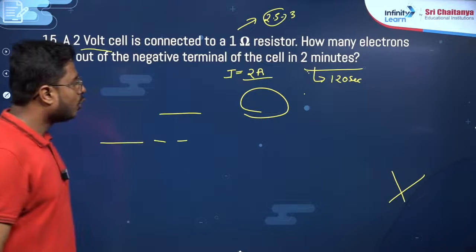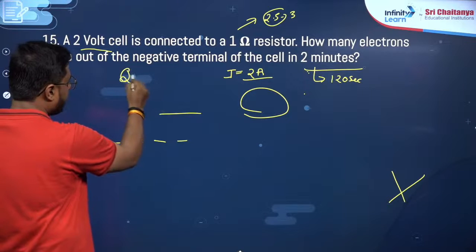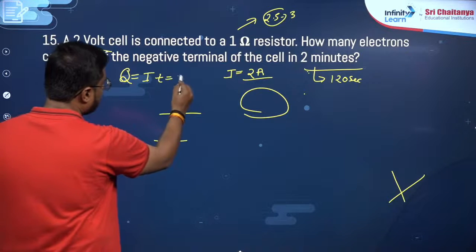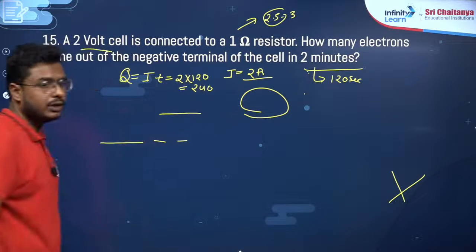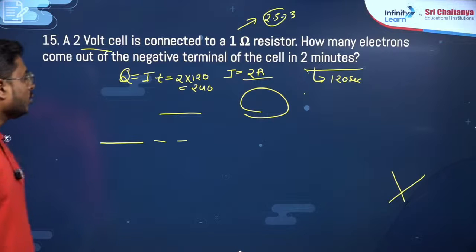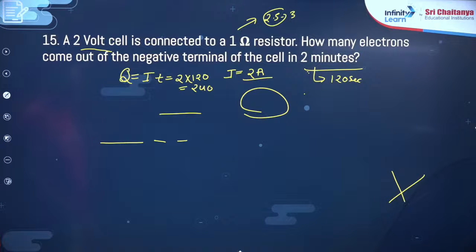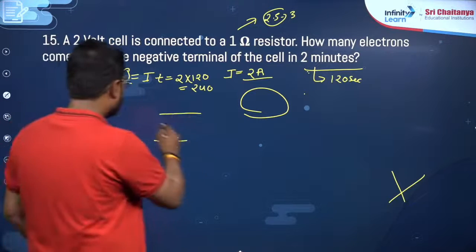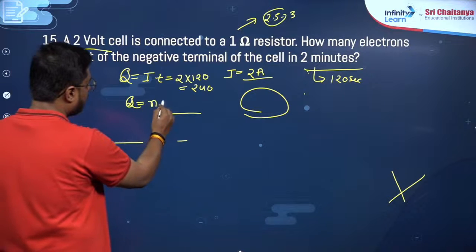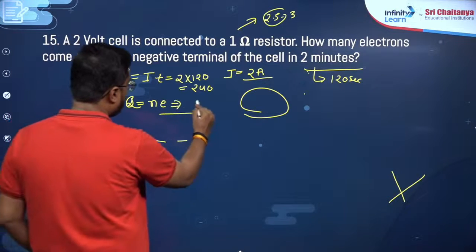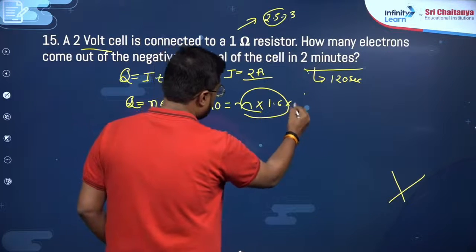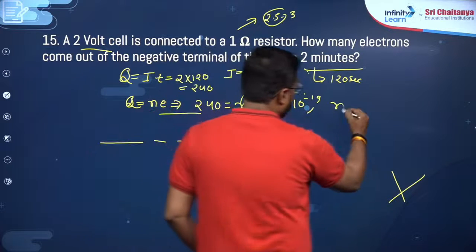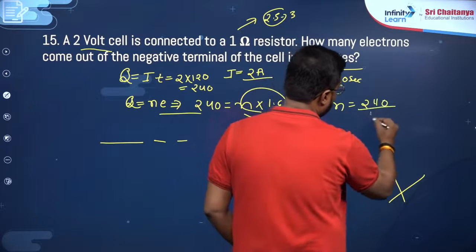So, Q is equal to It. We need to calculate the charge. 2 into 120 will be equal to 240. Correct, everyone? That will be equal to 240. Now, what we need to calculate is how many electrons come out of the negative terminal. So Q is equal to Ne, we all know that. Charge we know, here 240 is equal to N into 1.6 into 10 to the power minus 19. So N will be equal to 240 divided by 1.6.